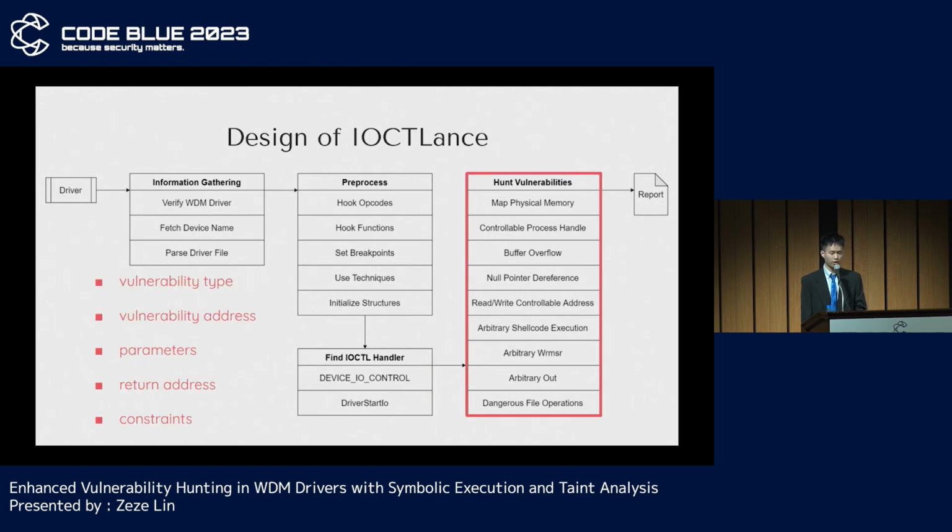In the procedure of hunting vulnerabilities, there are 9 vulnerabilities that are targeted by IOCTLens. Once IOCTLens finds a vulnerability, it reports the vulnerability type, the vulnerability addresses, the parameters, the return address, and constraints.